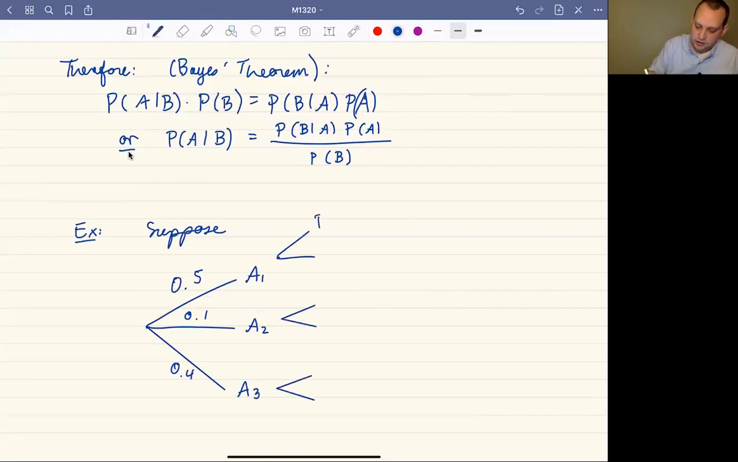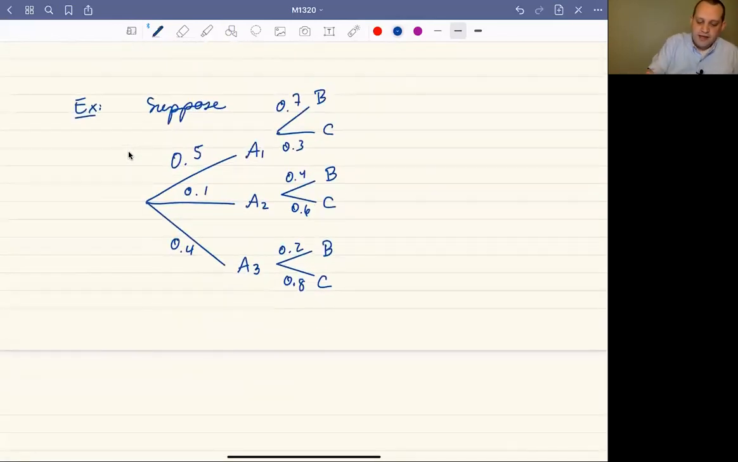Okay, so let's call this B or C. B, C, B, C. And then maybe the probabilities here are 0.7 and 0.3, 0.4 and 0.6, and 0.2 and 0.8. Okay. Bayes' theorem is where you want to figure out what's the probability of, say, A1 given C.